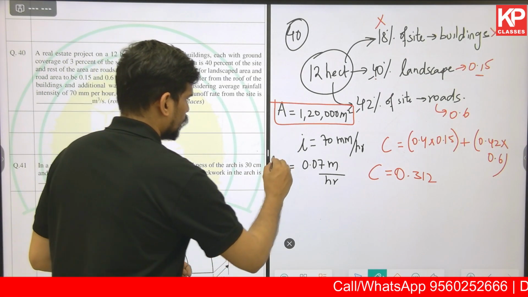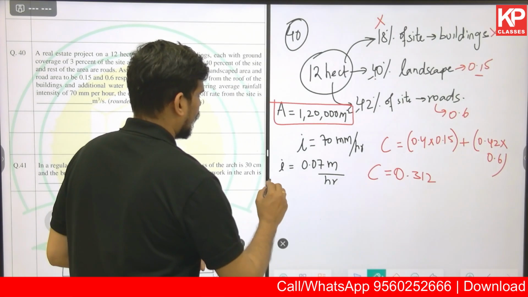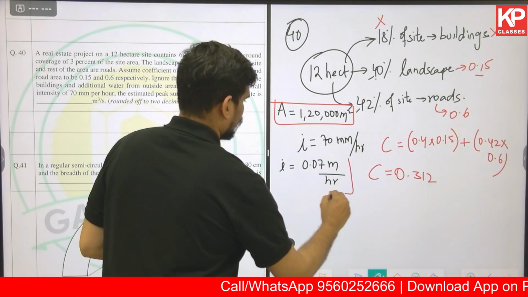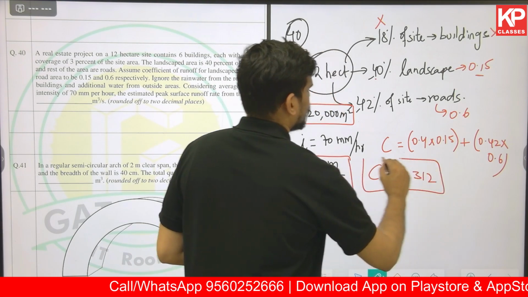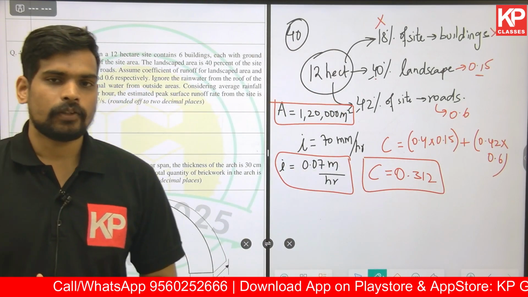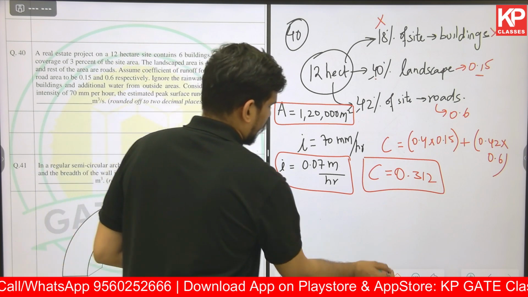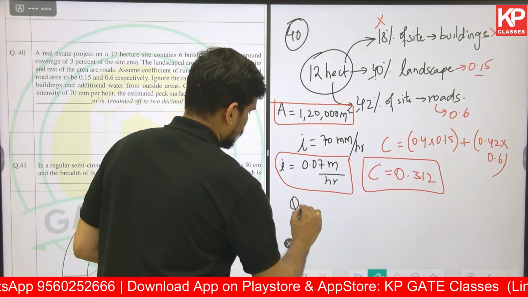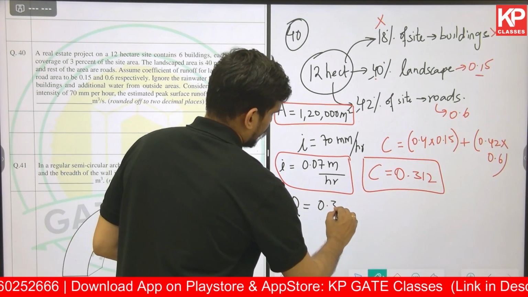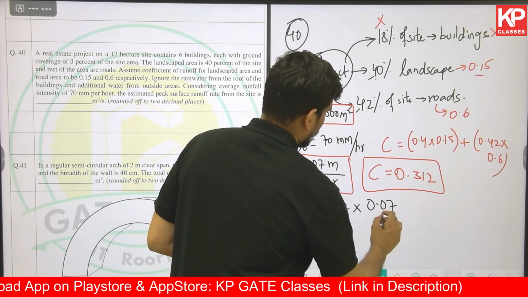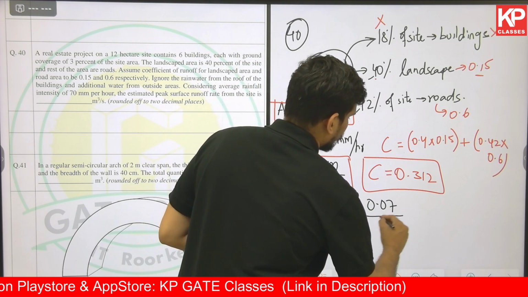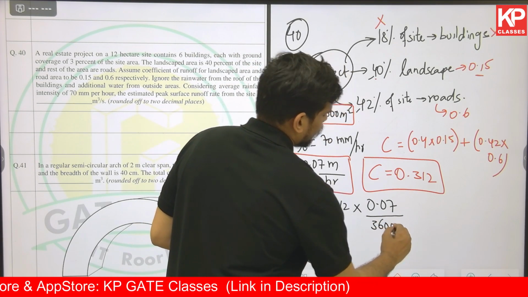That is A, and then you have I, that's basically 0.07 meter per hour, and C. C into I into A will give you the quantity of runoff. So the quantity of runoff will be C into I into A, that is 0.312 multiplied by the intensity 0.07 in meter per hour. If you want it in meter per second, you will divide it by 3600.